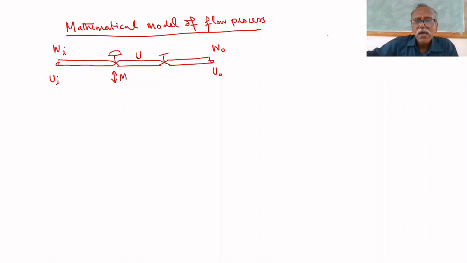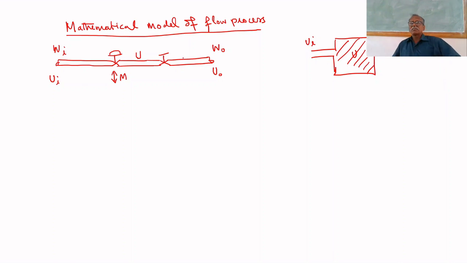Here, there is no accumulation. In the pressure process, this is the process variable U, this is upstream pressure, this is downstream pressure, but there accumulation is there, and here no accumulation. That is the difference between the pressure process and the flow process. Here also we considered inflow rate is Wi, outflow rate is W naught.